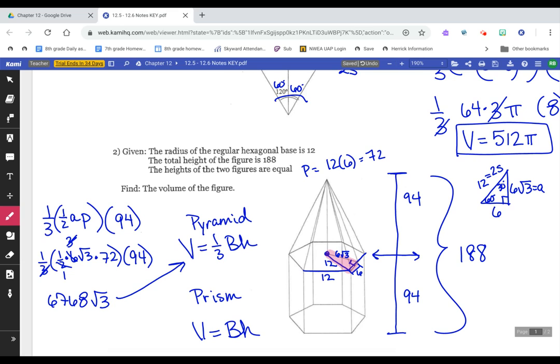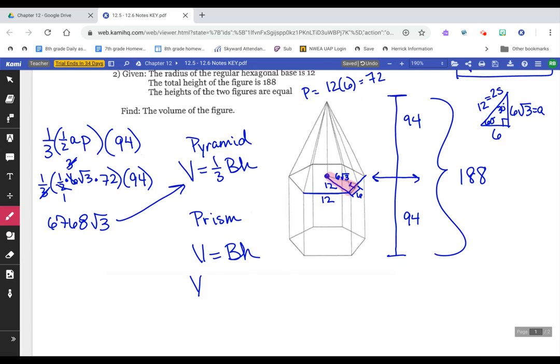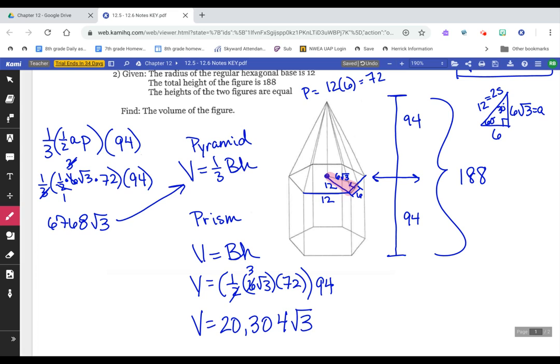Now let's figure out the volume of this prism. Well, the volume is equal to the area of the base. We already figured out the area of the base. It's 1/2 your apothem, which was 6√3, times the perimeter of 72. And then we're going to multiply by the height, which is 94. So again, let's simplify this. That goes to 3√3. And now we'll just have to multiply 3 times 72 times 94, and you end up getting 20,304. And then you have your √3 still.